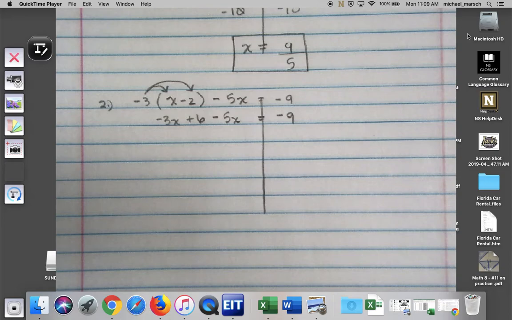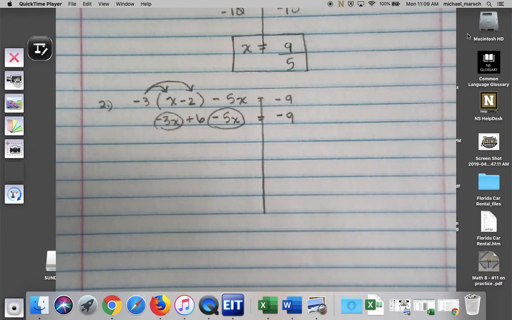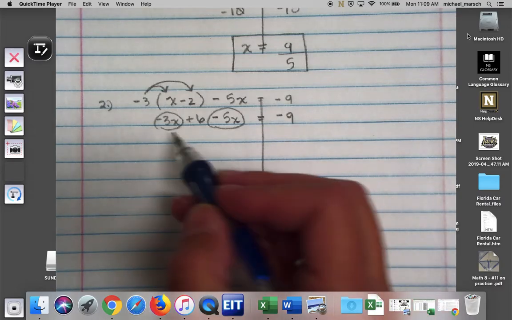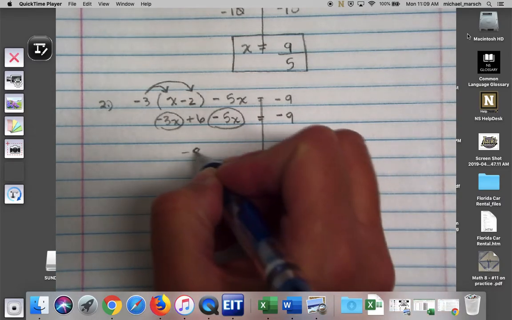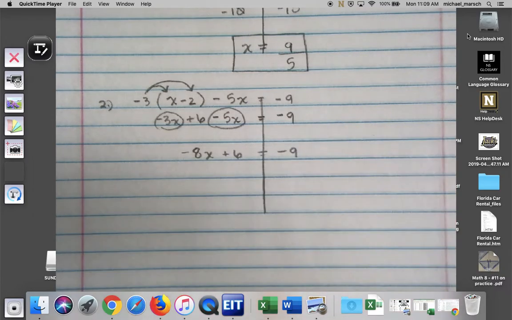Liam, what are my like terms for this equation? Yep, so I'm going to circle those with the negatives so I remember that those are both negative values. So how many x's do I have? 2. Woo, 8. Getting closer. Negative 8, right? Because a negative 3 minus 5 is going to give me negative 8x plus 6 equals negative 9.